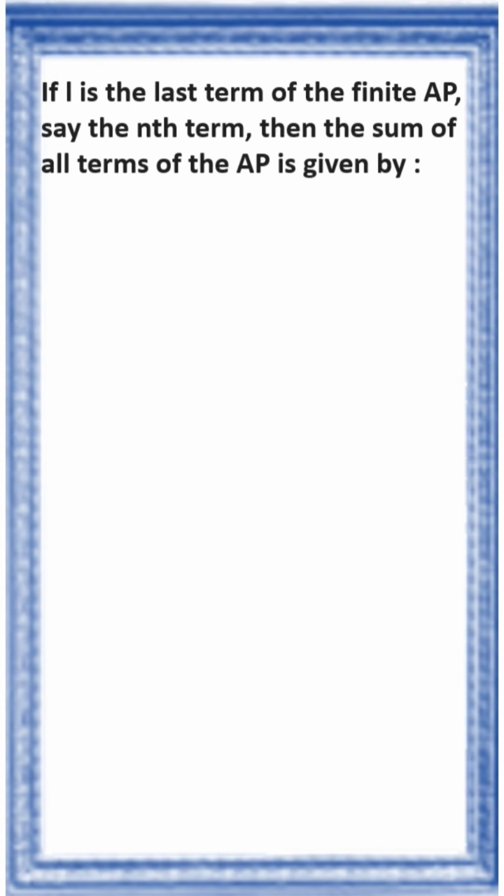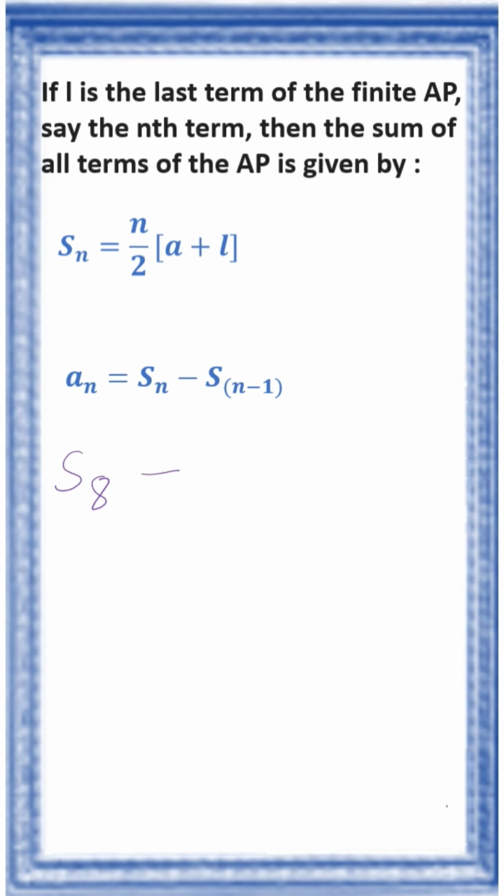When you are given the last term, you can find the sum of all terms of the AP by using the formula Sn is equal to n by 2 into A plus L. An is equal to Sn minus Sn minus 1 is another formula frequently asked in some application questions. For example, if you are given the sum of 8 terms and also the sum of 7 terms, then you can find the 8th term by using this formula.